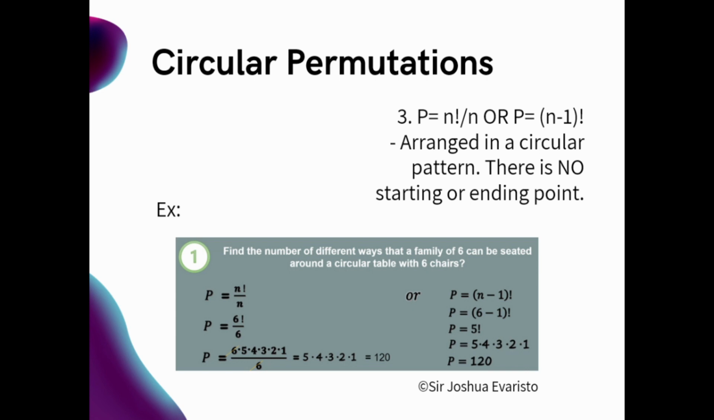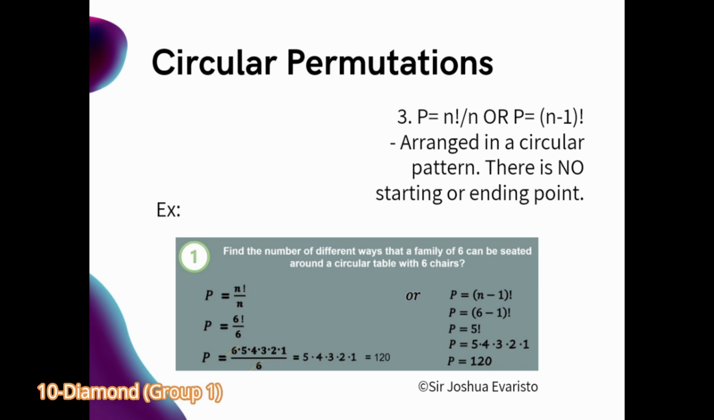Apart from the linear permutations, which are the permutation of objects taken all at a time and permutation of objects taken r at a time, there are also circular permutations. Circular permutations are the permutations of objects when they are arranged in a circular pattern. An example of this is a sitting arrangement of people at a round table.